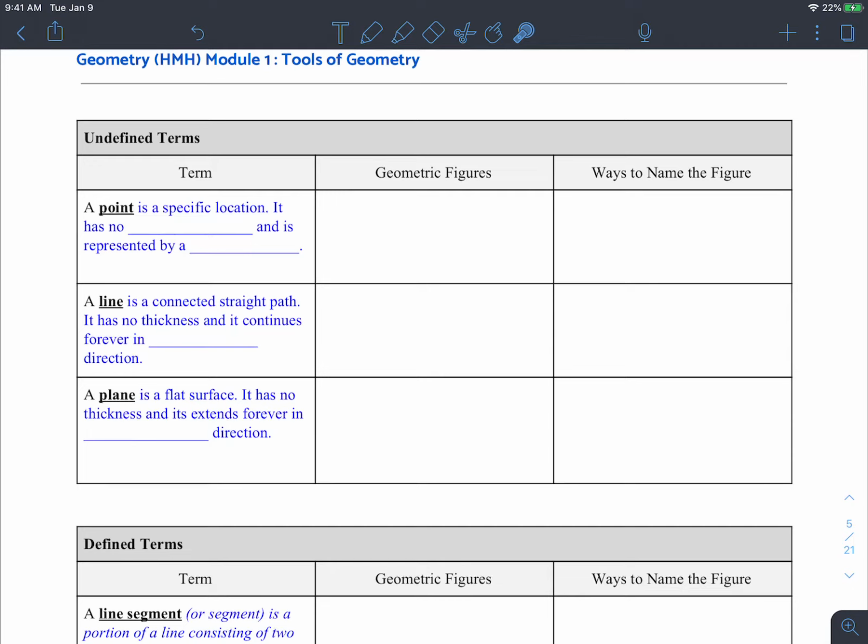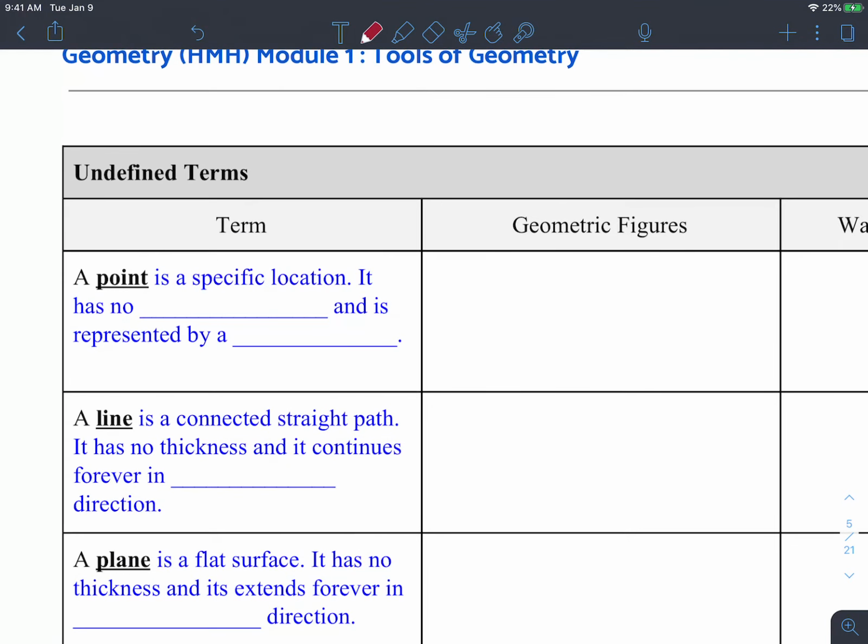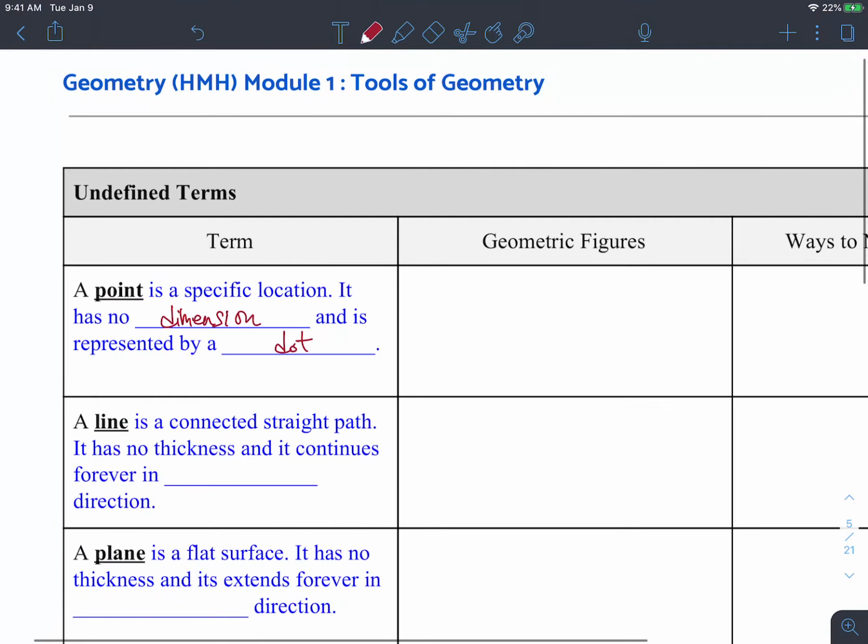Okay. What is a point? Well, a point is a specific location. It also has no, can anybody tell me what that is? No dimension. And it is represented by a dot. While it has no dimension, we have to physically see what it is and we have to denote it. So we try to denote it with the smallest thing that we could do, which is basically a dot or a point. So hence the point, right?